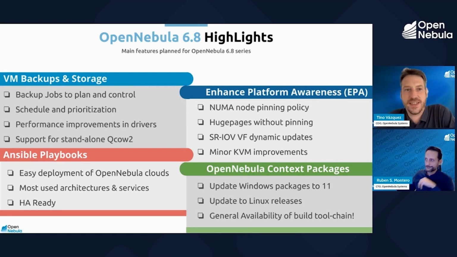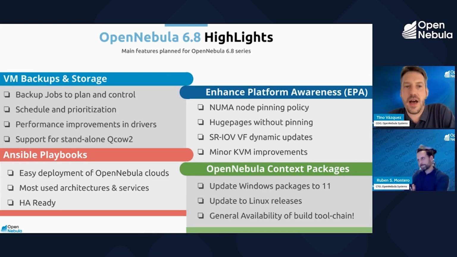We are starting the summer, so let's give some highlights of what's going to be new in the upcoming OpenNebula releases, in particular the next couple of releases, 6.8 and 7.0. Okay, so for 6.8, we are going to focus on these 4 areas. We are going to focus on improving the new VM backup system.